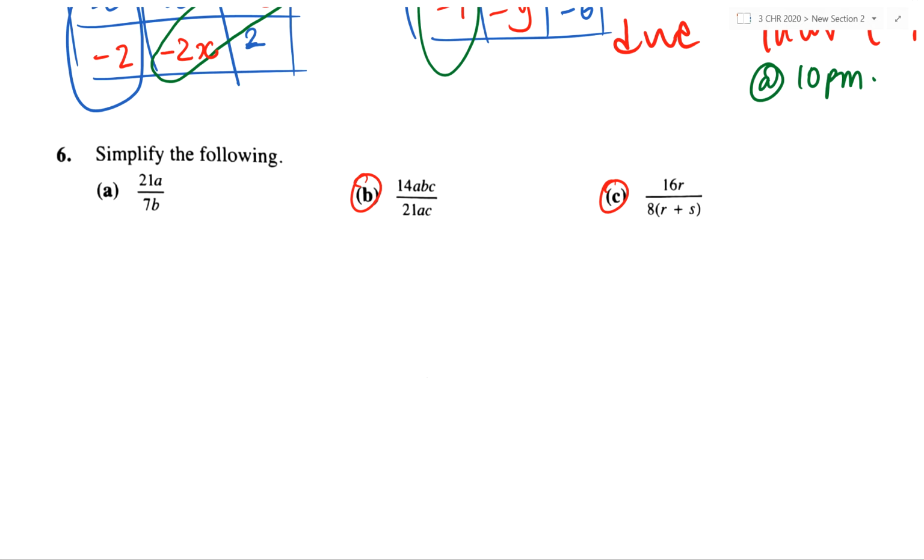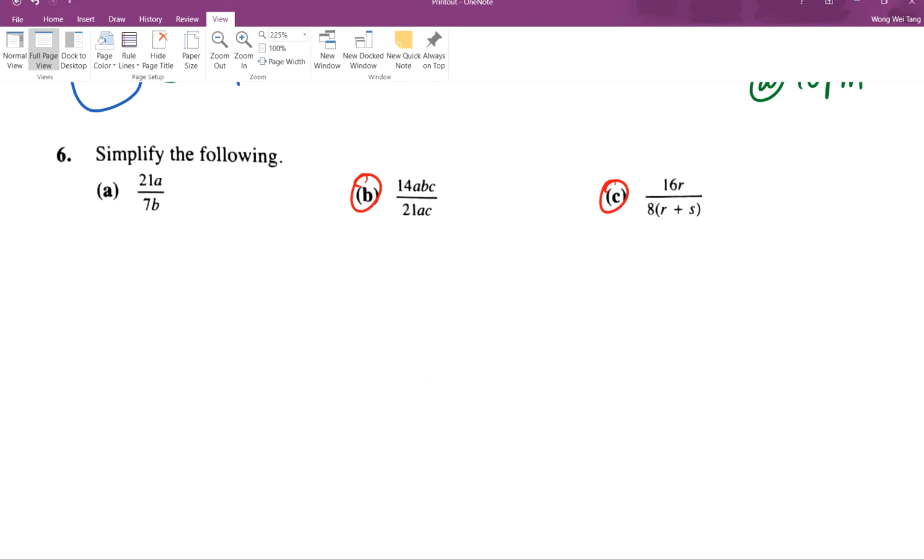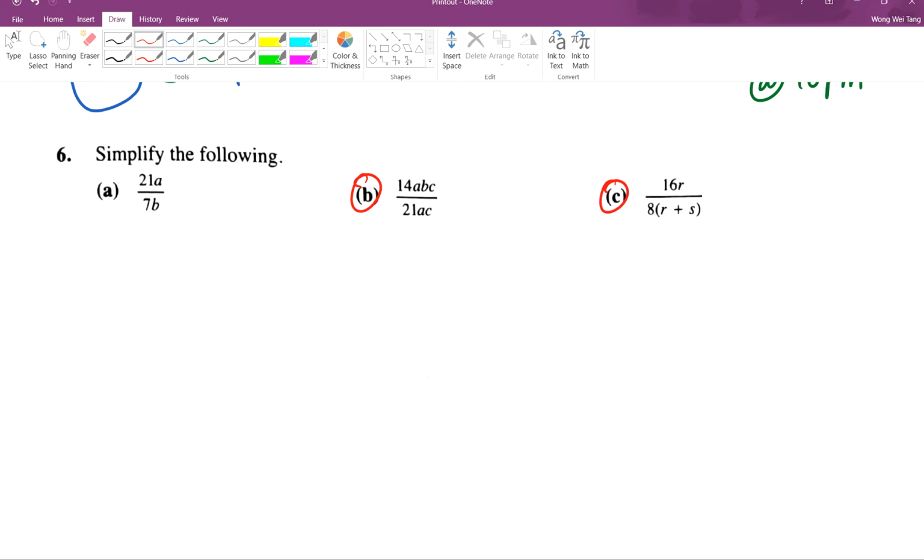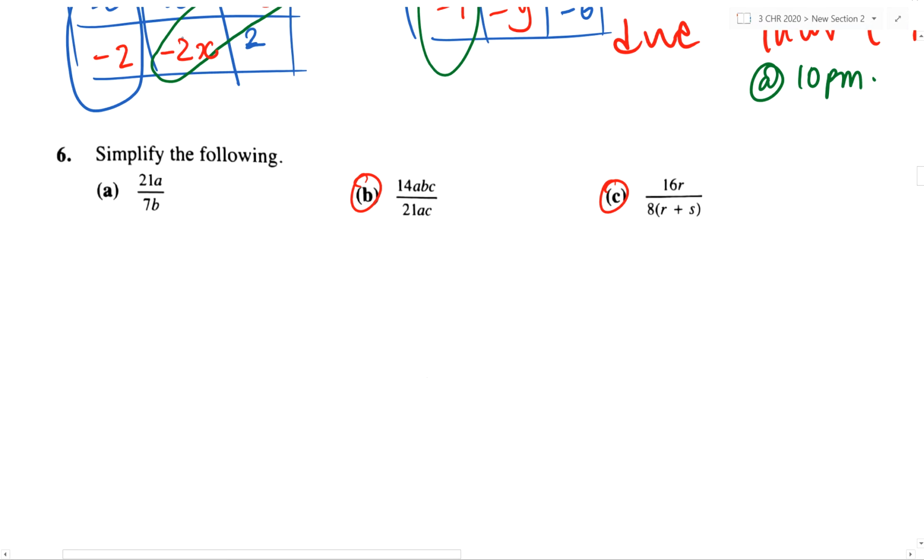For today's lesson, we'll be covering questions 6, 7 and 8 of our revision exercise 2. So question 6 is about simplification. We often handle simplification of fractions by cancelling. When we say cancelling, we are actually referring to dividing both numerator and denominator by the same number.